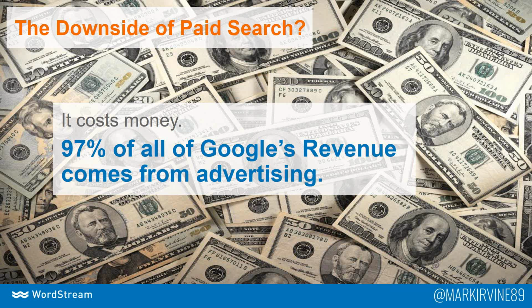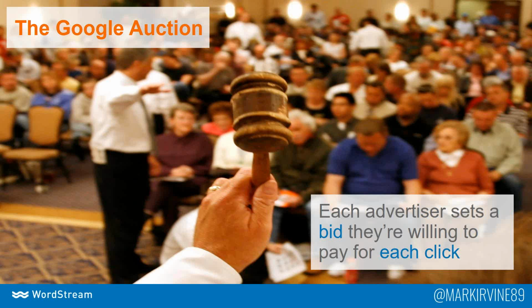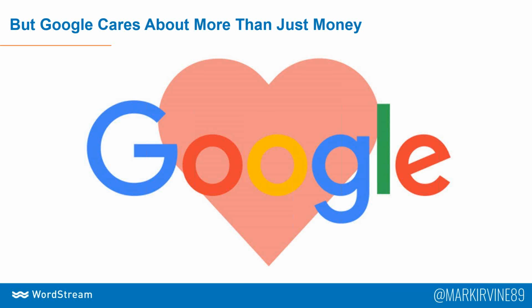And so how much money does this cost? Well, every single time Google has a different search, it holds an auction with all of its advertisers. And advertisers set a bid that they're willing to pay for each click that comes to their website. So advertisers are in complete control over how much this costs them. They can set a high bid if that traffic's particularly valuable to them, or a low bid if it's less valuable to them.